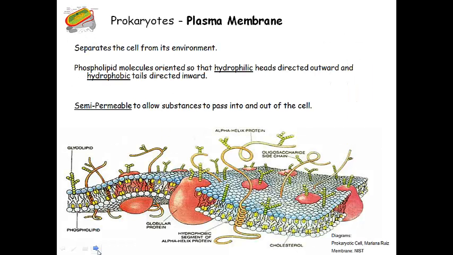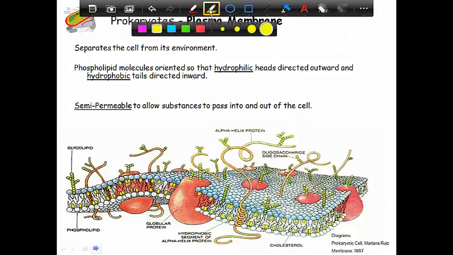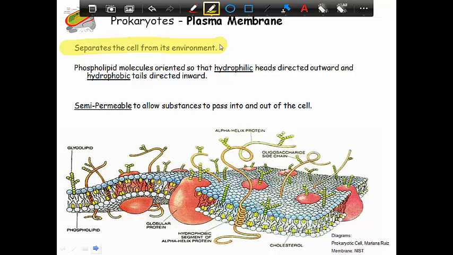Okay, the next structure found in prokaryotic cells or bacteria is the plasma membrane. The plasma membrane acts as a barrier to separate the cell from the environment. So right here, it separates the cell from its environment. A quick review of the cell membrane and how it works.